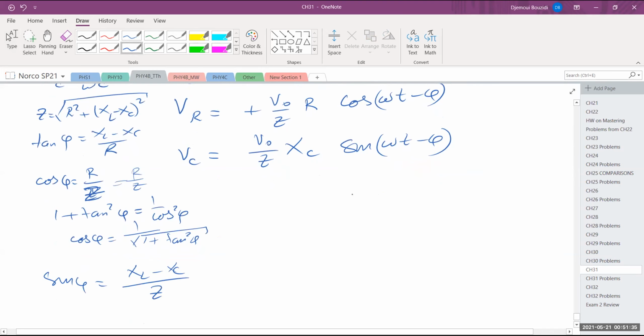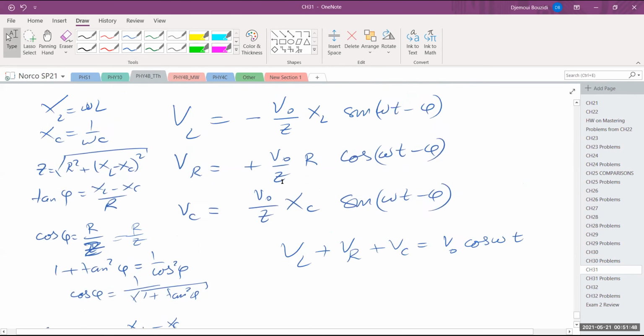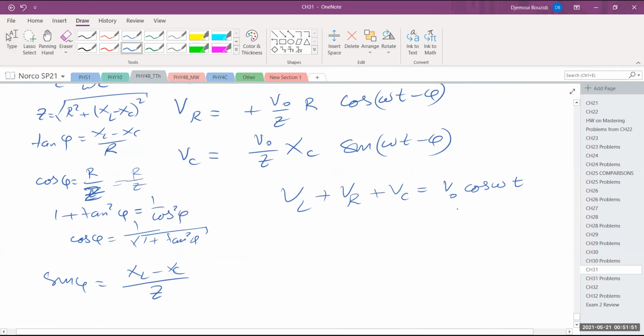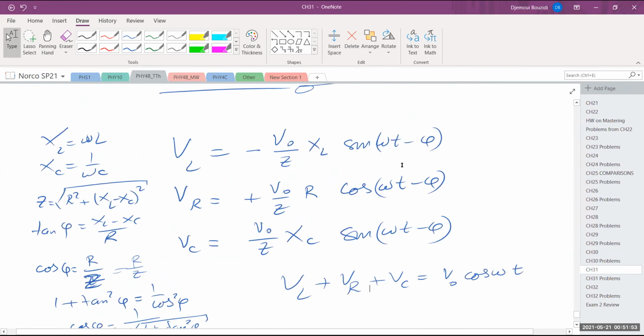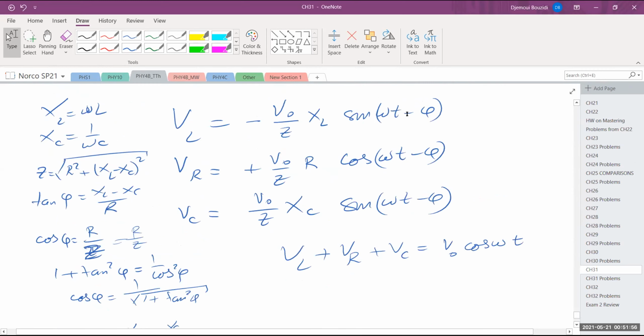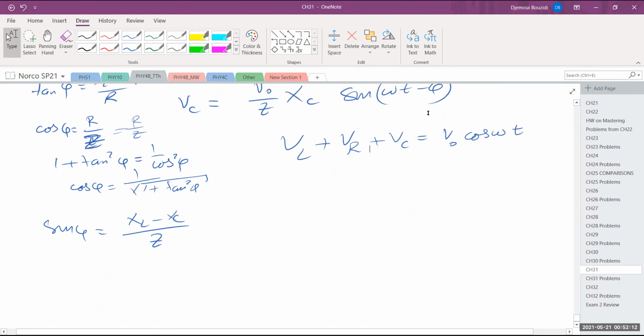Having these expressions in here, can we check that VL plus VR plus VC is equal to V naught cosine of omega t? That is what we're supposed to check. Now remember, VL is this whole thing, negative V naught times the cos of the difference. And the cos of the difference is cos plus sin. That is a trig identity. The sine of the difference is sine of omega t times cosine of phi minus cos of omega t times sine of phi. So that is basically what we need to do.